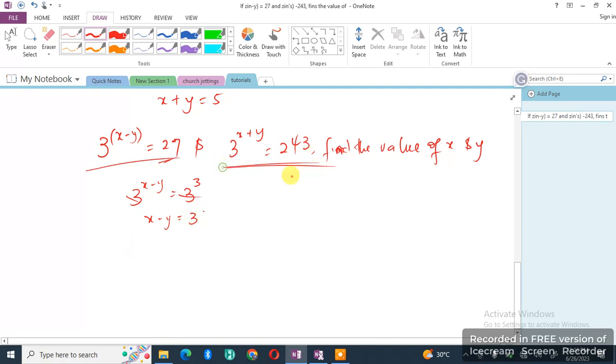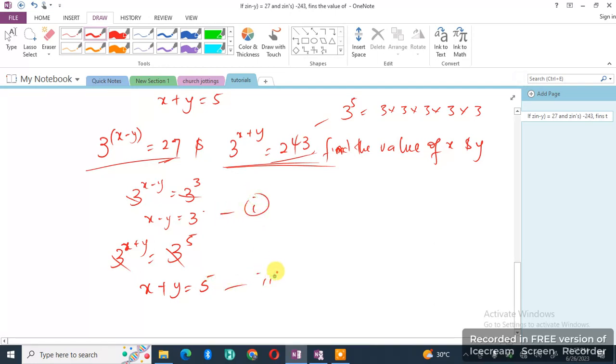Now for the second portion of the indices, we have 3 raised to x plus y. Now 243 is the same as 3 raised to 5. Of course, 3 times 3 times 3 times 3 times another 3 is 3 raised to 5. So therefore the bases will cancel out, since they have equal bases. Therefore we have x plus y equals 5. Now we'll call this equation I, and this equation II.